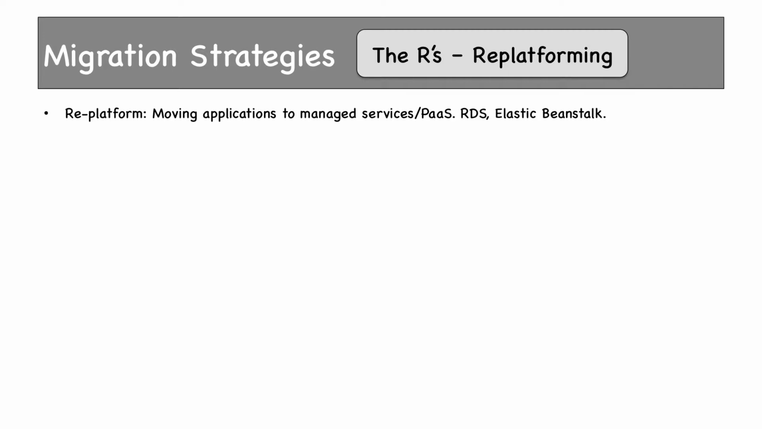The next R is replatform. Here, the platform is being changed. In cloud, we have platform as a service, if you remember. So moving on-premise applications to platform as a service on AWS cloud. Replatform actually means moving applications to managed services or PaaS. In AWS, you have RDS, Elastic Beanstalk, which are platform as a service offerings by AWS. So we move existing on-premise databases to either RDS or applications to Elastic Beanstalk.